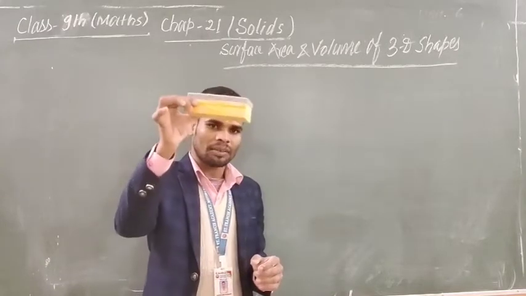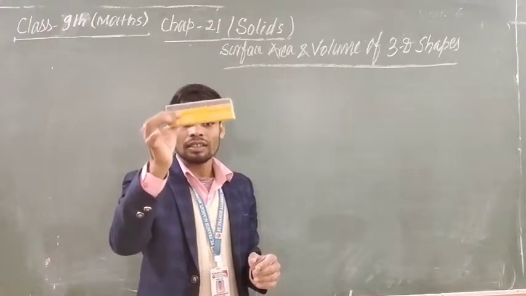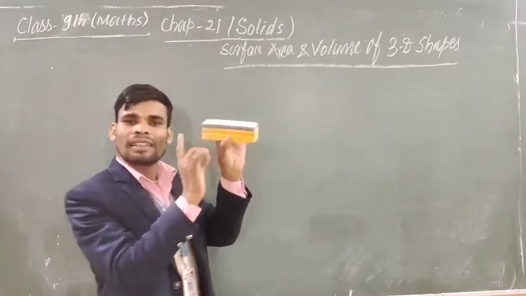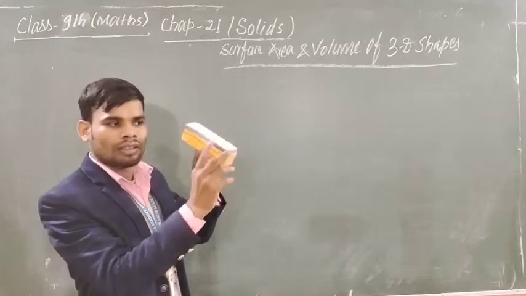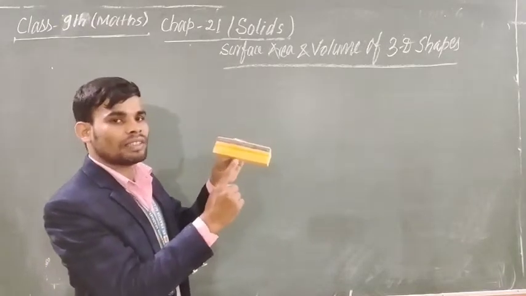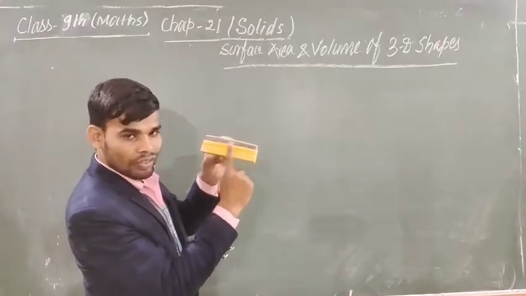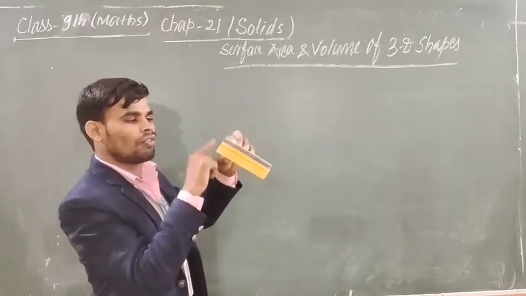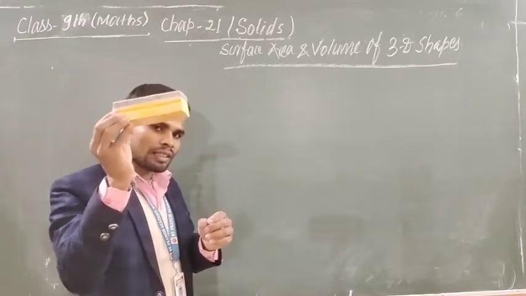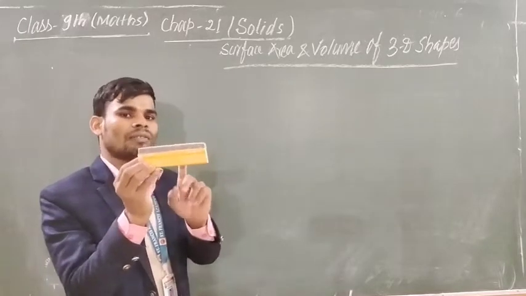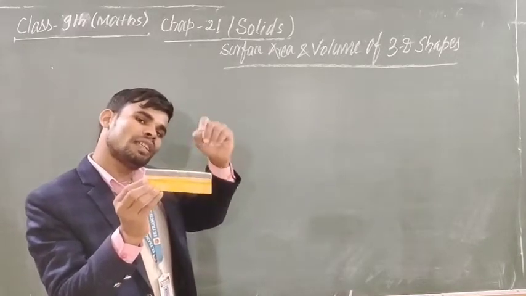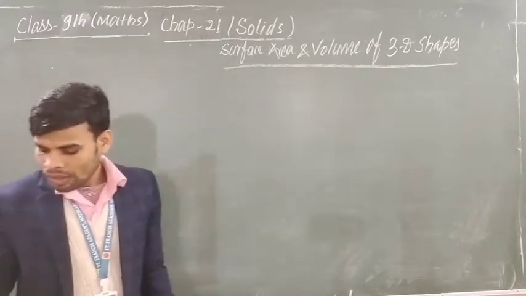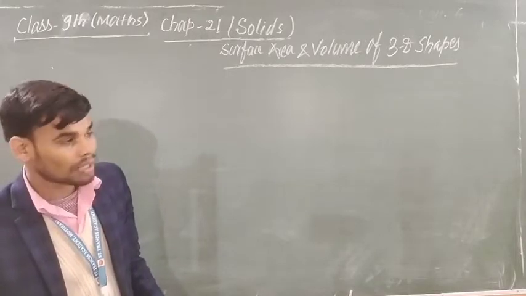Next, the surface area of a solid. If I talk about the same duster, the surface area is the sum of the areas of all of its faces. You count how many faces this duster has: one face, two, 3, 4, 5, 6. This duster has 6 faces. So the surface area of this duster will be equal to the sum of the areas of all of its faces. Got it?